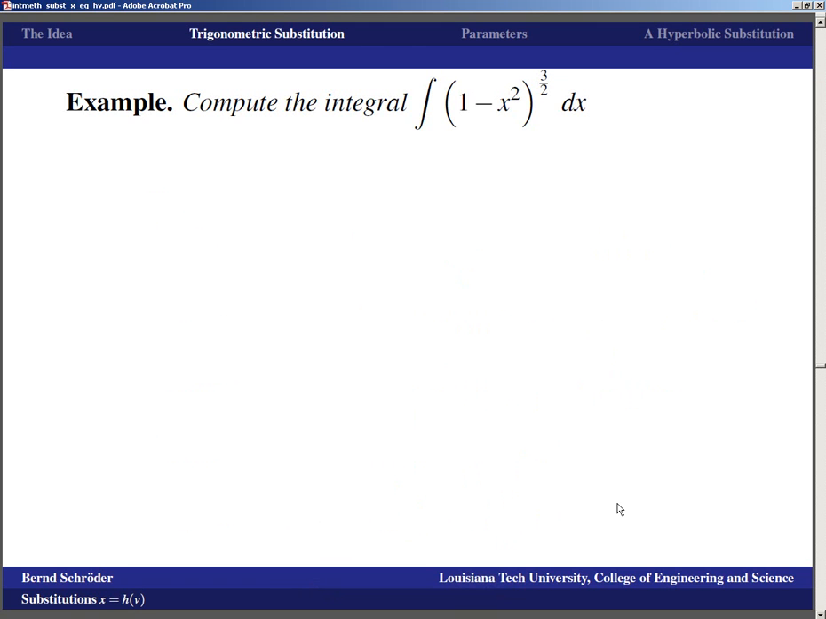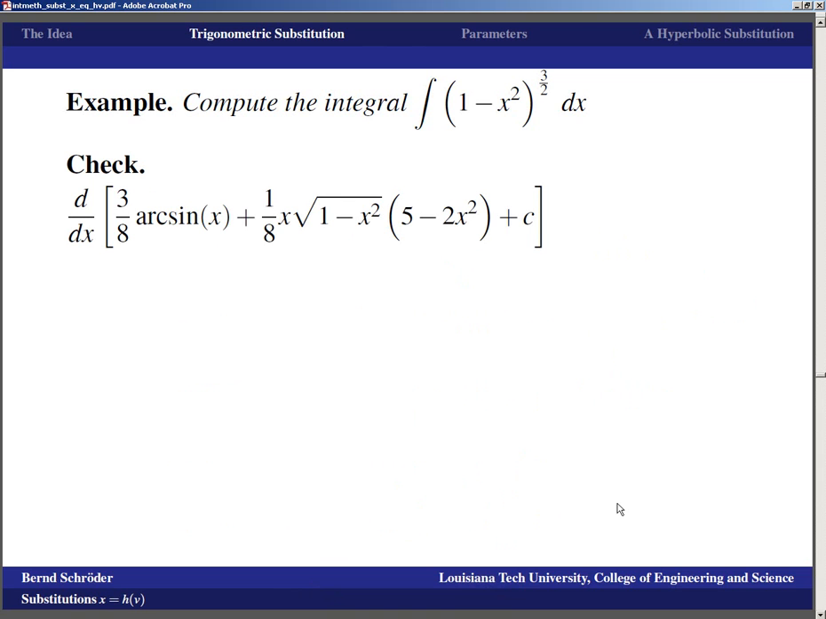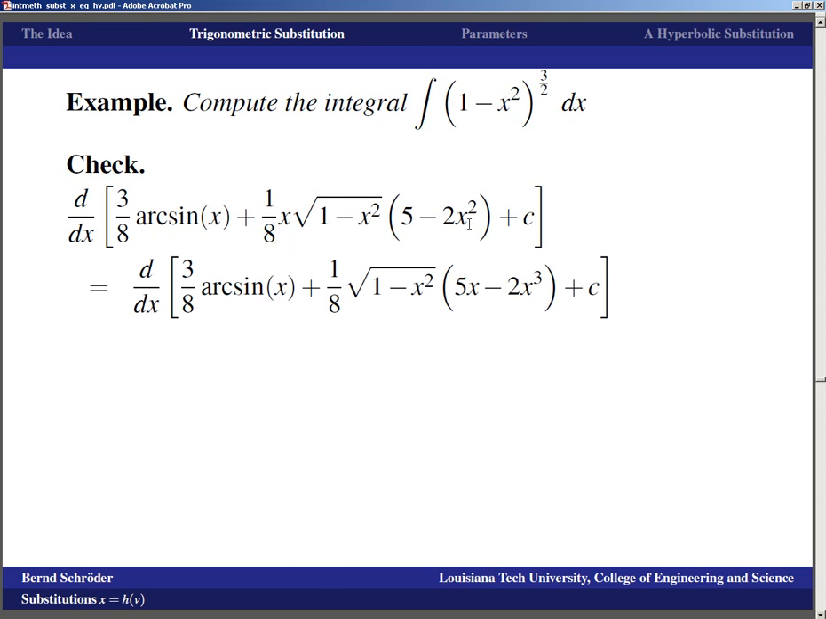So now let's check. And how do you check? Well, you check by taking the derivative, right? So we have to take the derivative of 3/8 arcsine x plus 1/8 x squared times 1 minus x squared times 5 minus 2x squared plus c. First thing we're seeing here is we've got a product of three functions, x squared, 1 minus x squared and this quadratic here. It's much easier to work things out when we have a product of two functions. So even though we just took somewhat great pains to pull it back out, we'll push the x back in.